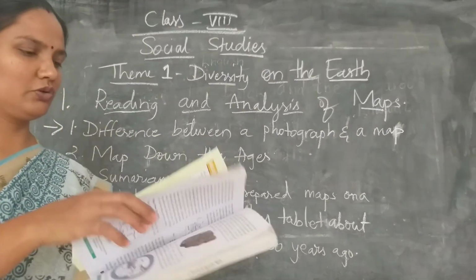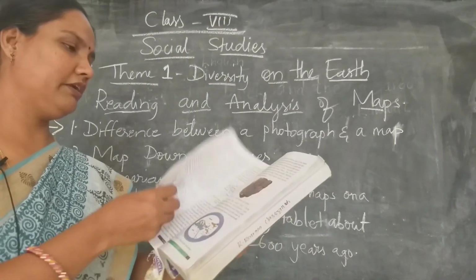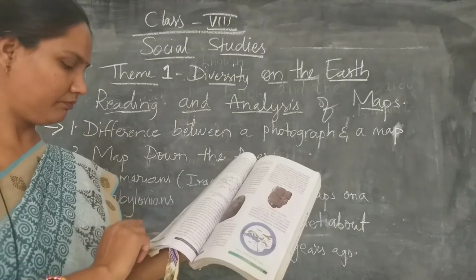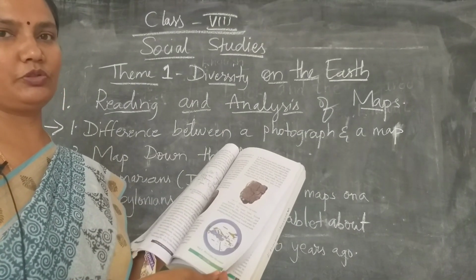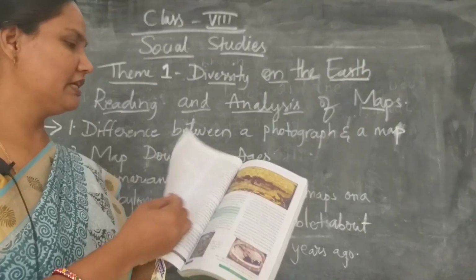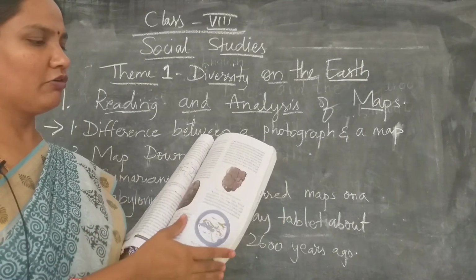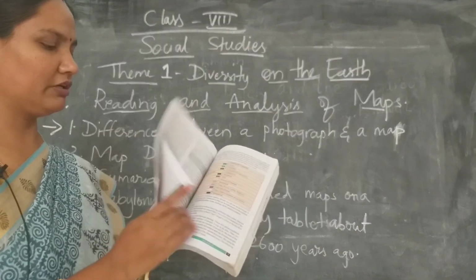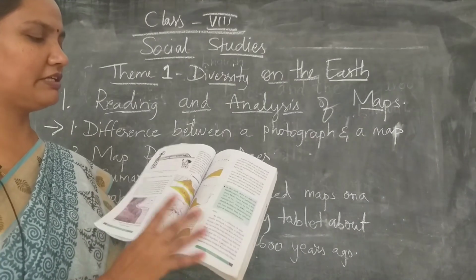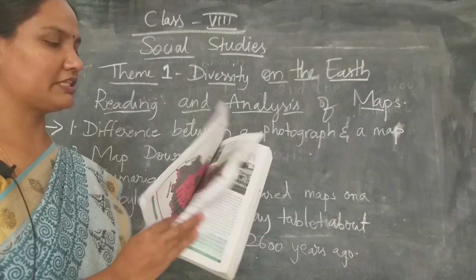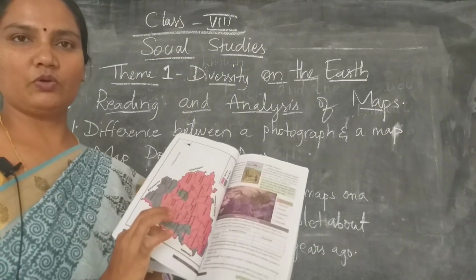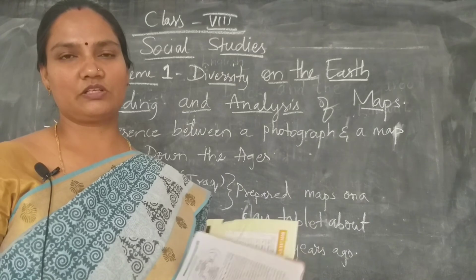Today's homework is to read page numbers 1, 2 and 3. Read up to 3 pages, and based on these concepts, whatever questions are there in your Improve Your Learning section, please write them down. Okay, children. The remaining topics we will discuss in the next class. Hope you all understood the concept.